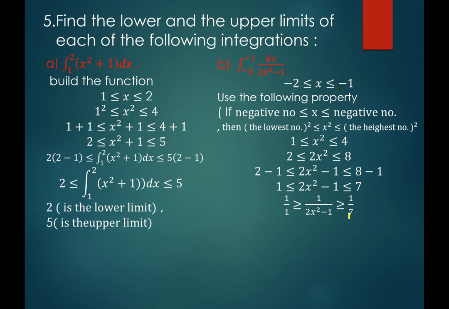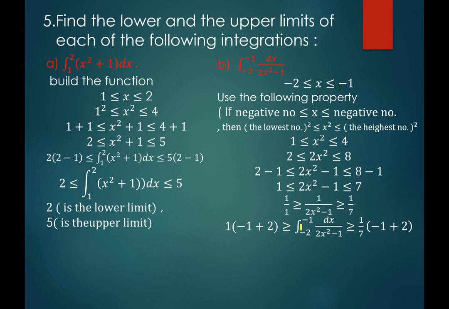Now, after you build the function, you are going to integrate each. Use theorem number 3 when you are integrating a constant to make it exactly like that. This is 1 multiplied by b minus a. And watch it. This is b, -1, minus a, -2, which is going to be +2. Bigger than or equal to the integration from -2 to -1 of dx over 2x squared minus 1.